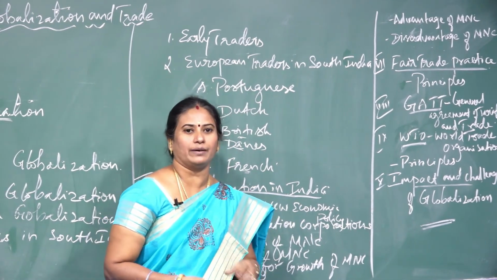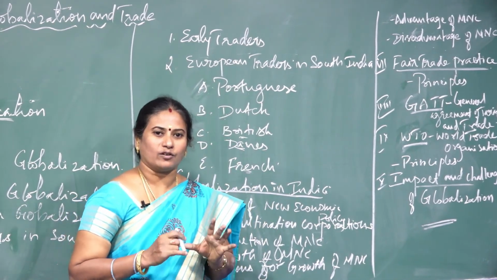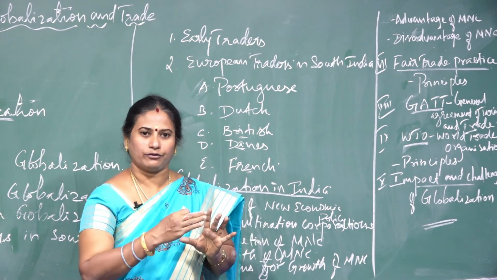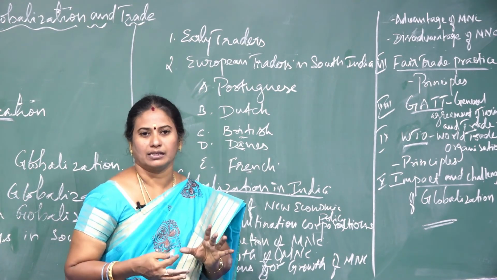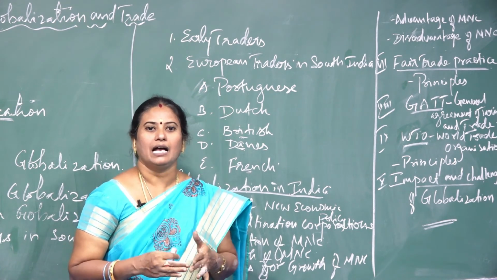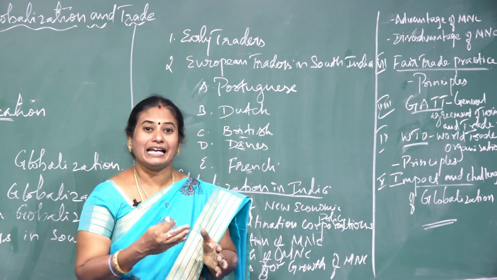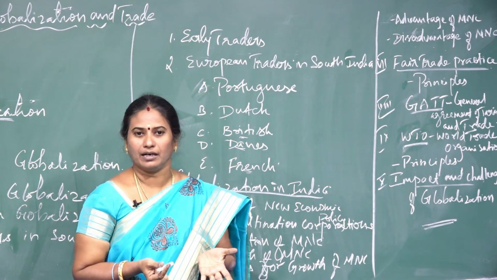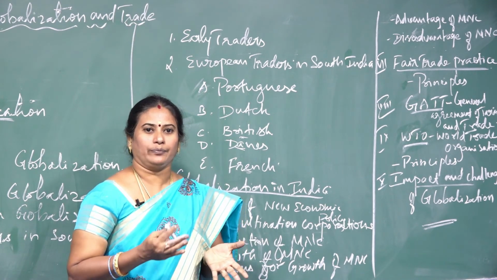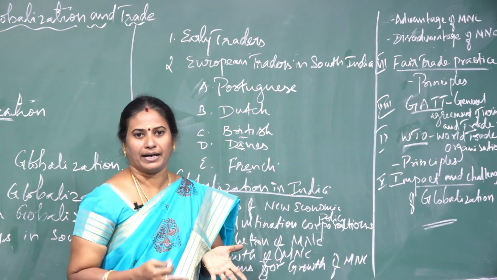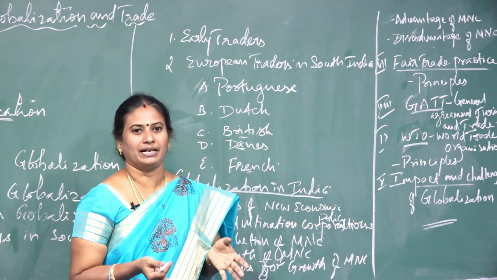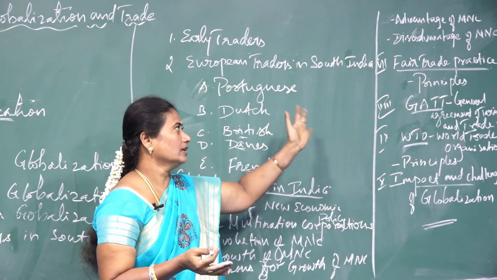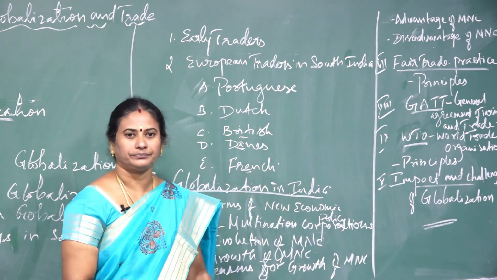The principles of fair trade mean it creates opportunities for economically disadvantaged producers, and ensures transparency and accountability. It ensures no child labor as well as no forced labor. And the last one is respect for the environment. These are the principles of fair trade practice.